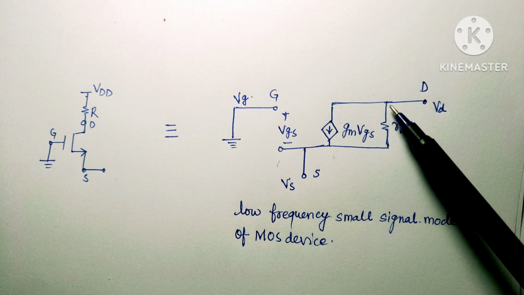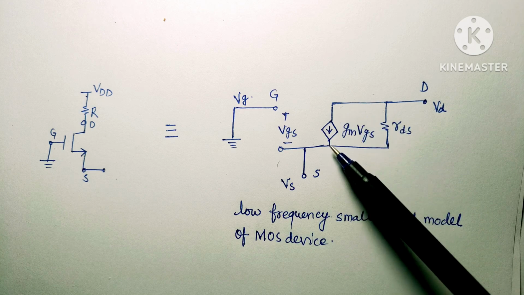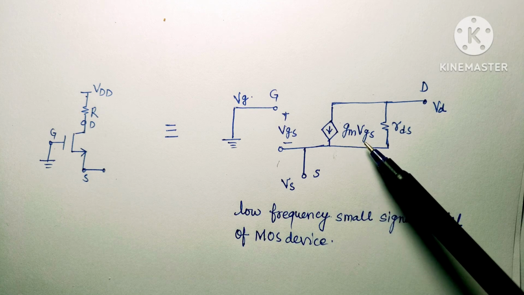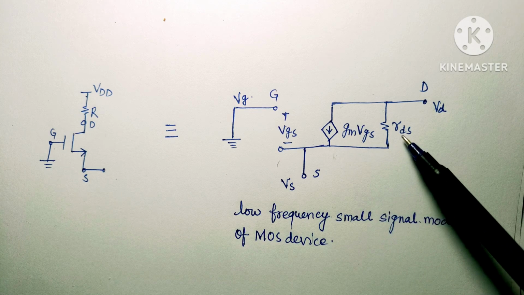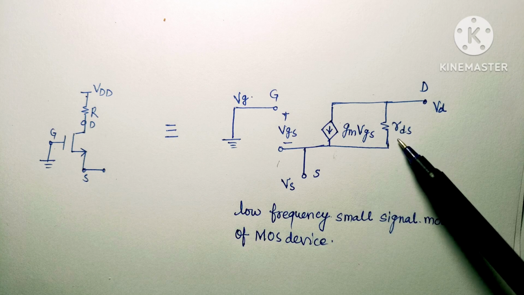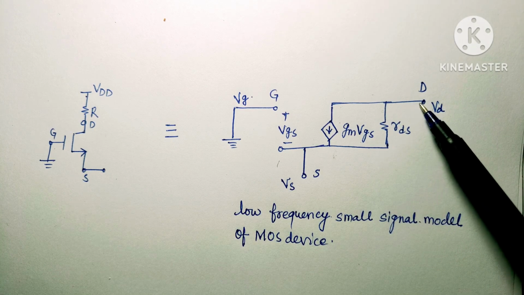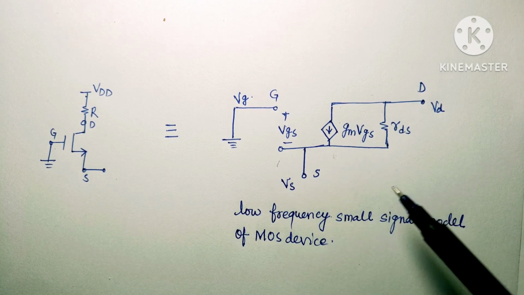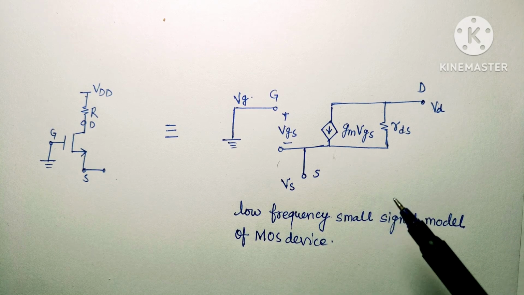In the equivalent model of low frequency small signal of MOS device, we connect a dependent current source gm VGS at the output node, and resistance between drain and source, that is RDS, which is connected here, and this is the drain and this is the voltage at the drain. So this is the low frequency small signal model of MOS device. Now let us see how we can solve our question.